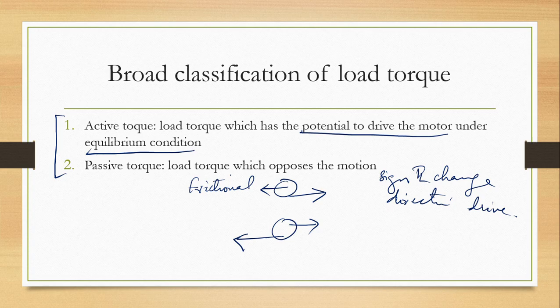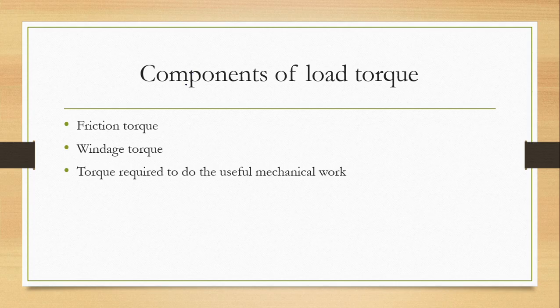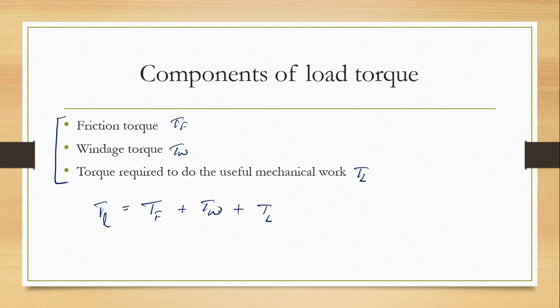Next we can move on to the components of the load torque. You mainly have 3 components for the load torque. So TL is divided into 3: the friction torque, the windage torque, and the torque required to do the useful mechanical work. Sorry, here load torque is with small l, and the torque required to do useful mechanical work is capital N. So your load torque is classified into friction torque, windage torque, and the torque required to do the useful mechanical work.